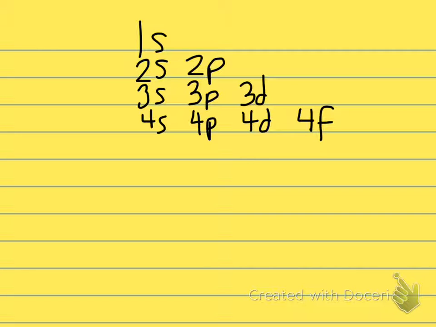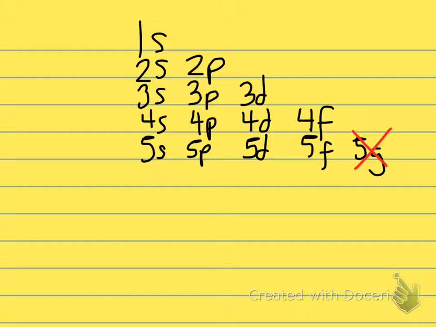Well, right below 4s, we put 5s, 5p, 5d. What did I just do? 5f. Now, we could put 5g here, but we usually don't bother because the odds of you having an atom that has any electrons on the 5g sublevel is ridiculously slim, and you're going to see why in a minute. We'll practice with a few really big ones.